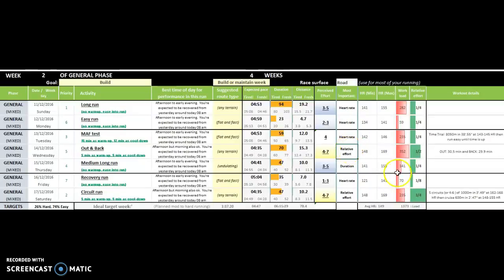For some workouts like the out and back here, you can see that it's more important that we get the relative effort right.